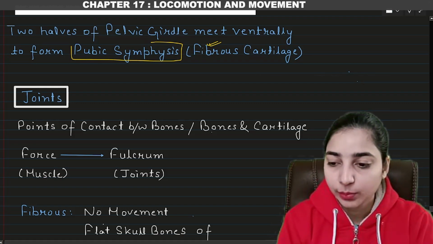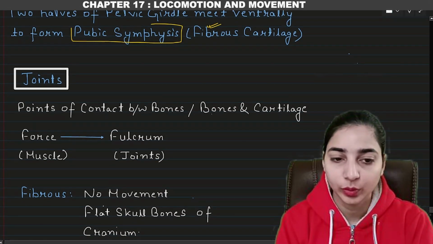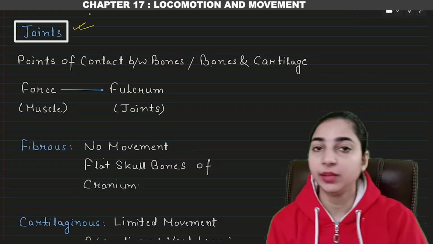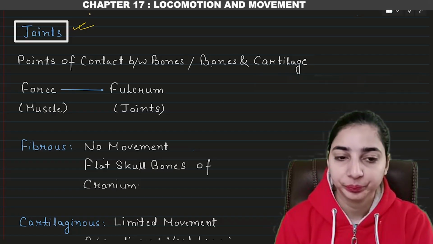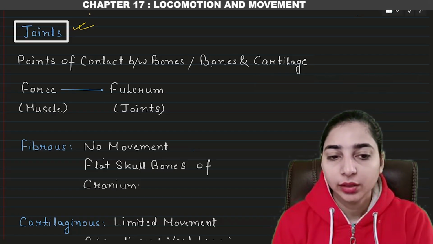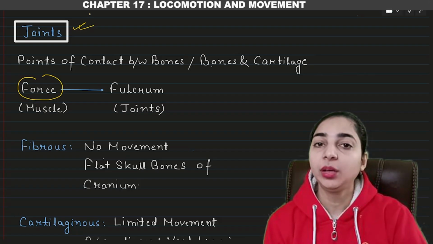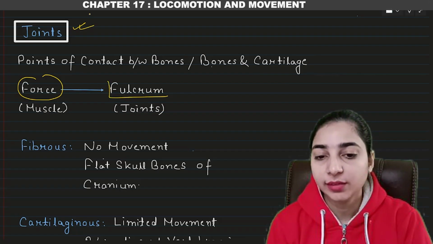So this was about the appendicular skeleton. Now we have completed the skeletal system. Okay, now we know that joints are also very important in the movement. If joints will not be present, then the movement is not possible. Okay, so here the force which is exerted by the muscle will help in the movement only if joints are present, that will act as the fulcrum.